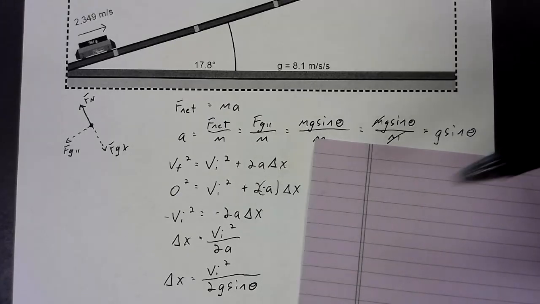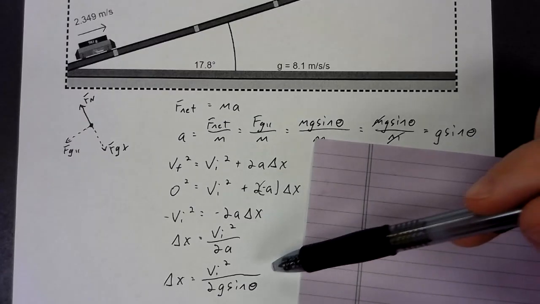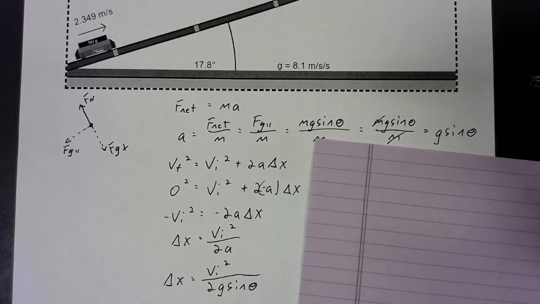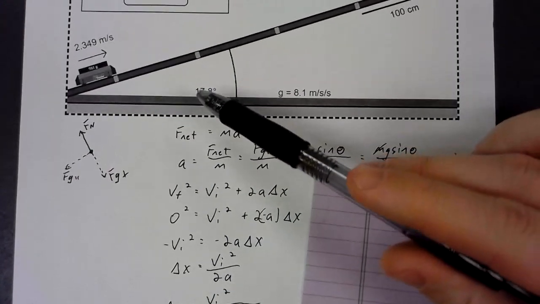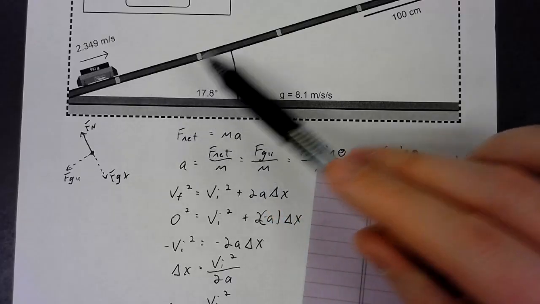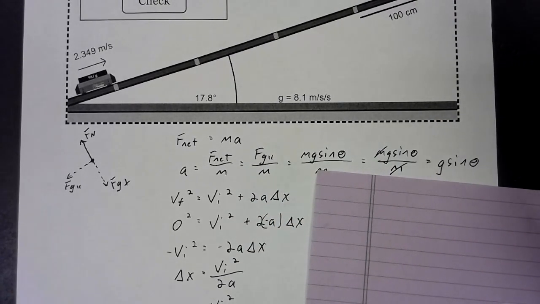Then we can plug in what we found for the acceleration above. We can plug it in right here, and this would give us the distance traveled along the ramp. That is not, of course, straight horizontally in this situation. We're considering along the ramp here to be the x-axis.